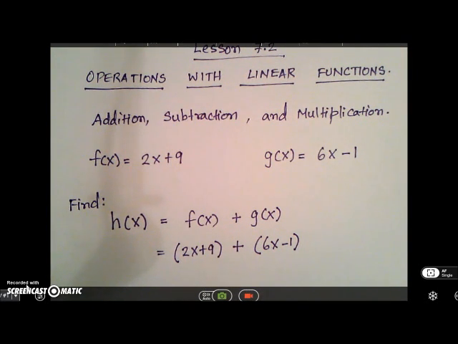I want to simplify this expression now. So first, remove parentheses. There is nothing up front for me to distribute. So I'm just removing the parentheses: 2x plus 9. And this is a positive sign. If I distribute that, nothing changes. So I'm just going to write plus 6x minus 1.